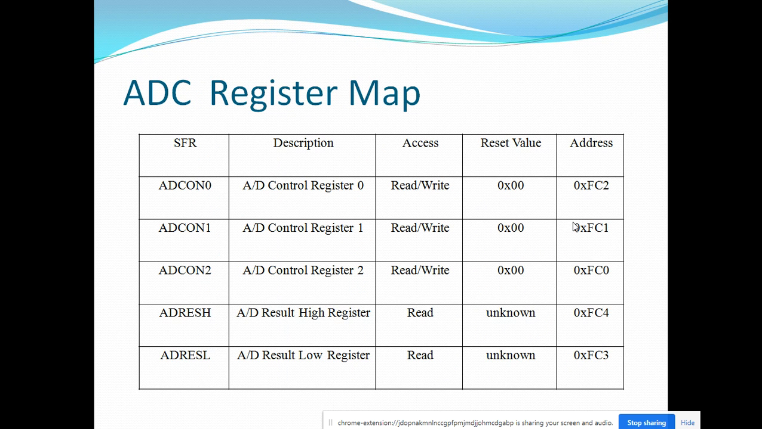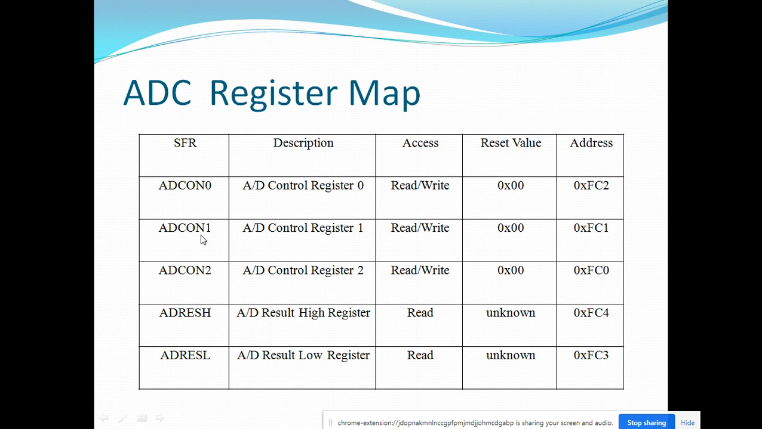Okay, so these are the pin descriptions, and next we will see which registers are used for controlling the operation of the ADC module, which is available on the chip of PIC18F4550. So here you can see ADCON0, A/D control register 0, having address FC2. ADCON1 is a control register, FC1 is the address. ADCON2 has the address FC0.